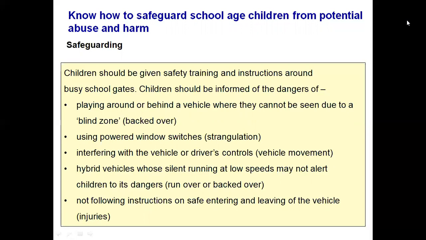If you drive a hybrid vehicle where it's very silent running, alert the children to the danger that the engine is running. They must follow safety instructions on entering and leaving the vehicle, particularly with a minibus. If you're picking up a number of children, they may want to race to their favorite seat. You must give them instructions on safe entering or leaving, not blocking any aisles or exits with their school bags as well.